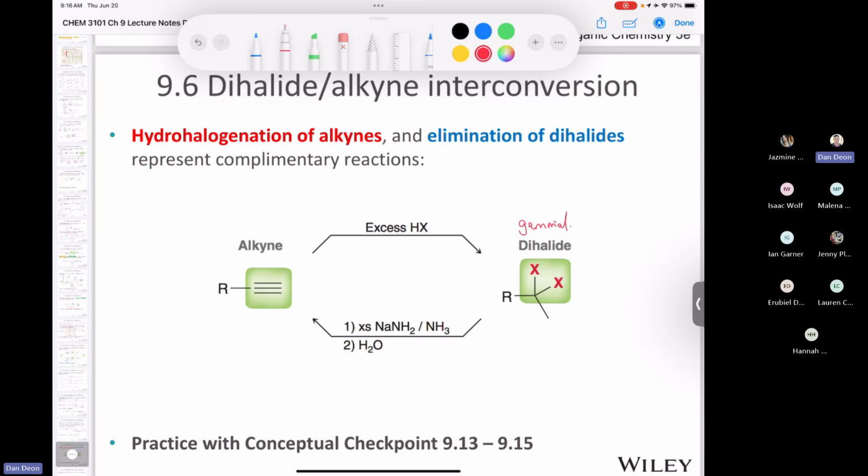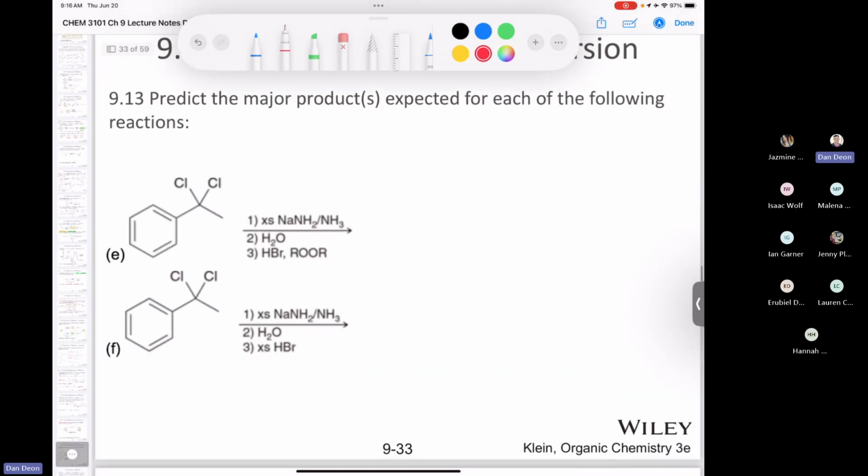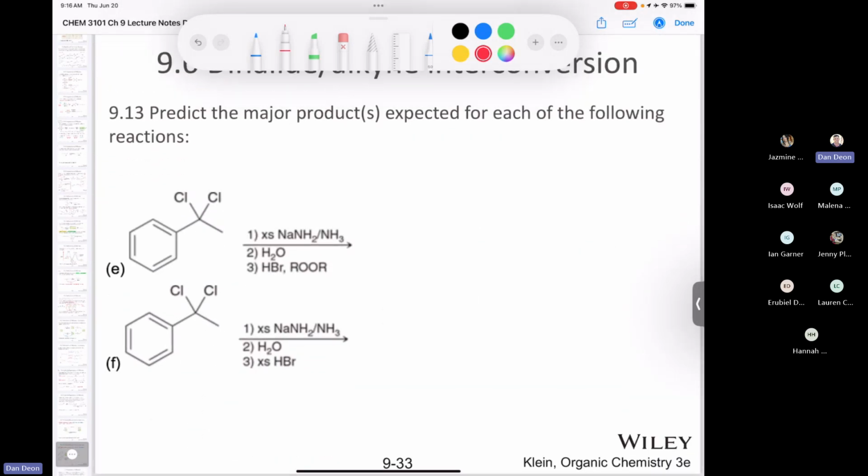Okay, so with that in mind, let's see if we can solve these problems here. And again, they're not meant to be confusing or anything. It's just to sort of flesh out the idea a little bit more. So we're starting out with this geminal dihalide, and it says predict the major products expected for each one of the following reactions. Well, we have a geminal dihalide, and first we're treating it with excess sodium amide, followed by water. And so what that's going to do is make the carbon-carbon triple bond, right? There's a carbon here and a carbon here. And so we're going to form the triple bond like this.